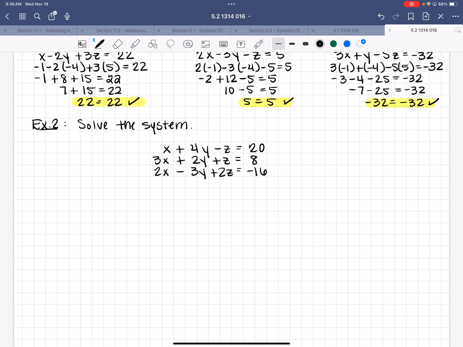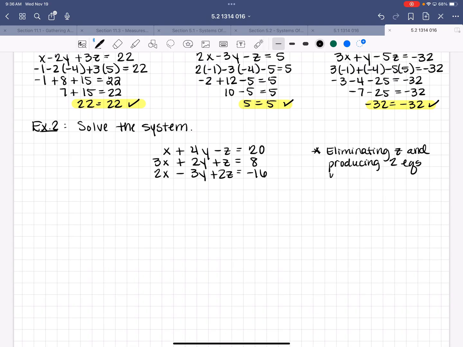So I'm choosing to eliminate z, so I'm going to make myself a little note. Eliminating z and producing 2 equations with just x and y.